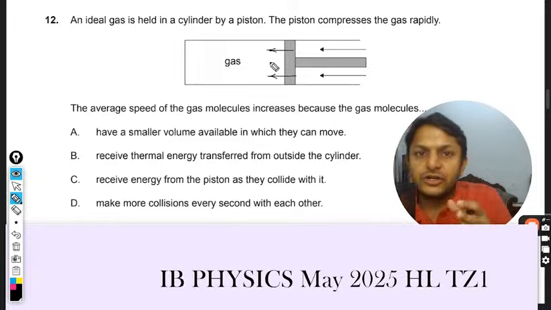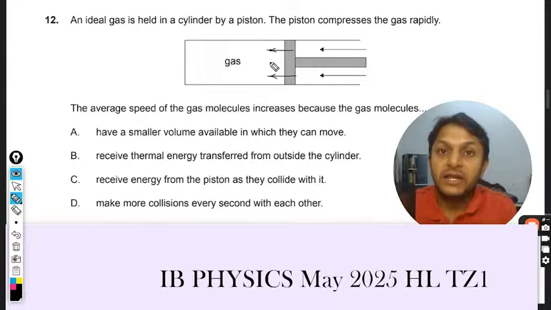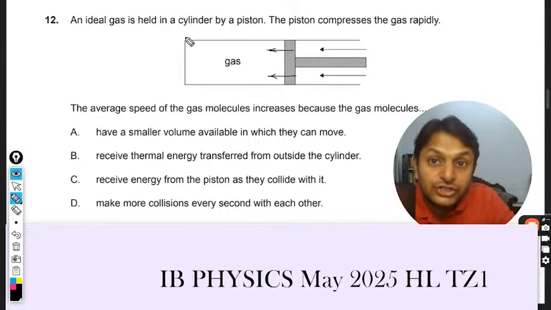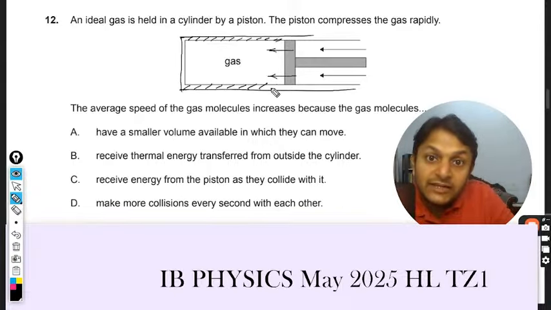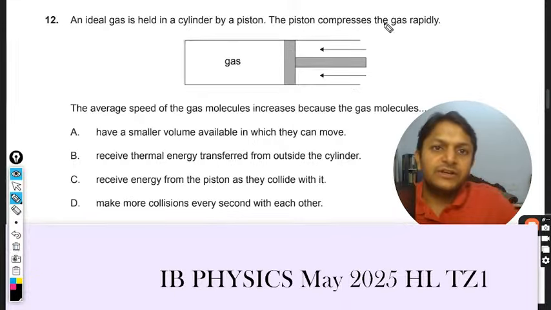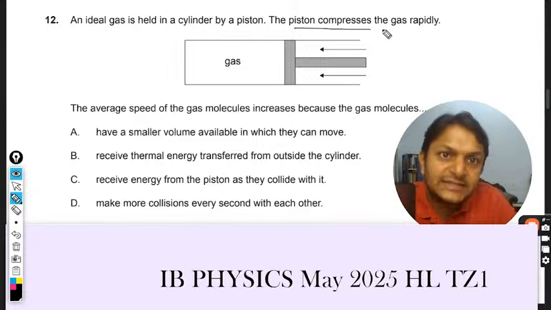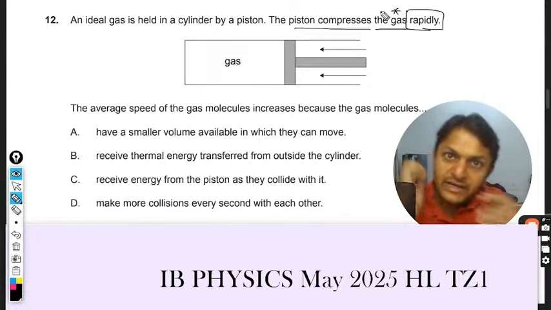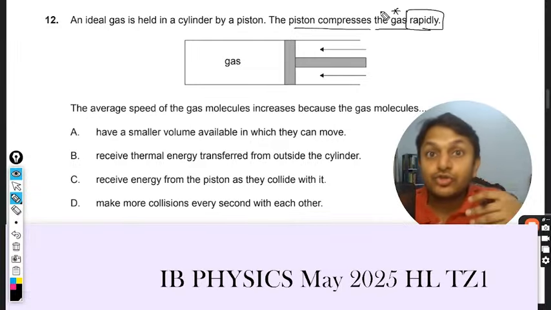It could be isothermal if the temperature is supposed to remain constant. Now the walls are not adiabatic walls. An adiabatic wall is shown as thick walls like this. This is the adiabatic wall, but they are not showing this container with the adiabatic wall. So these are not adiabatic walls. But there is something written in the question. The piston compresses the gas rapidly. So when the word rapidly is written, it means that the process will be treated as an adiabatic process.